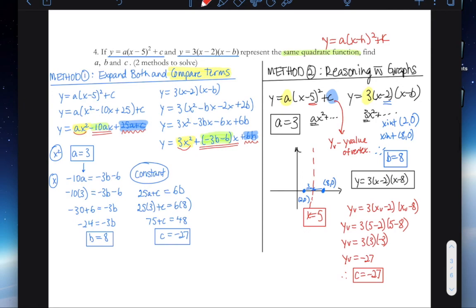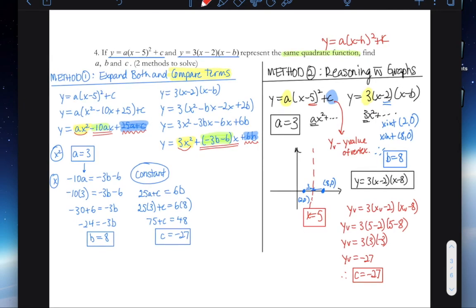Okay, so there you have it. You have the two different methods for solving this problem. What I would recommend you do is understand both, but you can pick one and just use it whenever I ask you a question like this.